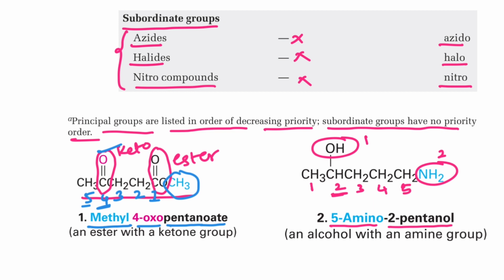Otherwise, this can be written as 5-aminopentan-2-ol. This is also correct. So here we have an alcohol with an amine functional group.